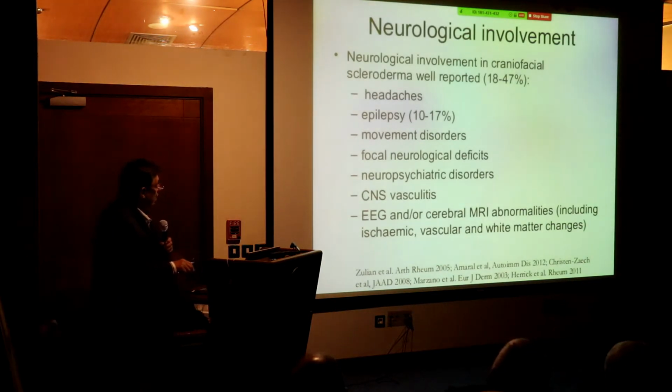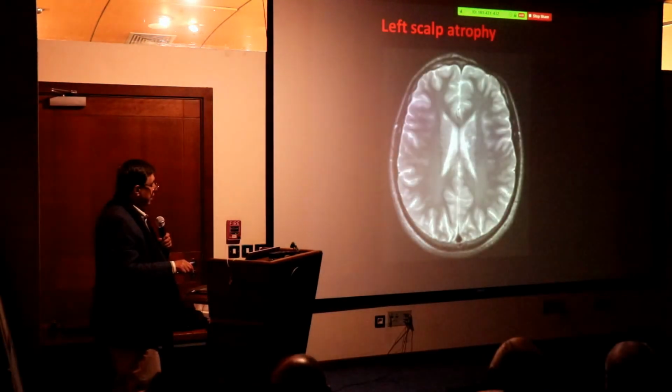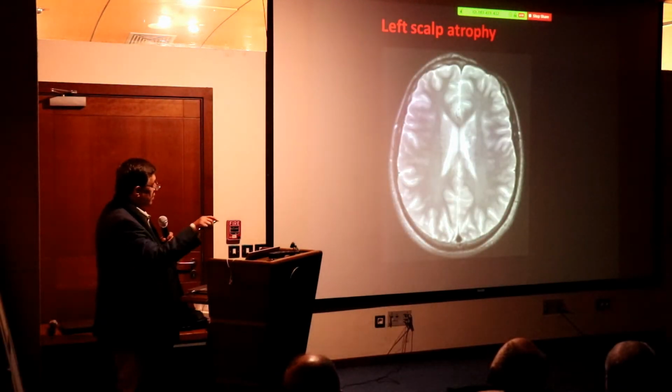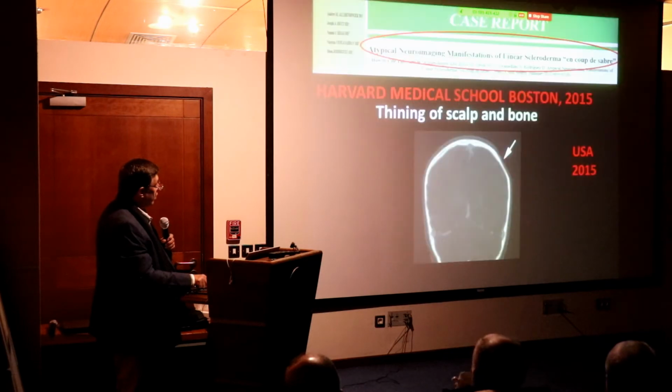And as a result, you will have headaches. And look at this, 18 to about 50% of patients with scleroderma will have neurological involvement. Epilepsy, movement disorders, focal deficits, neuropsychiatric disorders, vasculitis, and the ischemic and vascular lesions. Examples. This is for Ibrahim. It can cause atrophy of the skin and the bone underneath. So the skin is atrophic, fibrotic edges, and the bone is also atrophic.